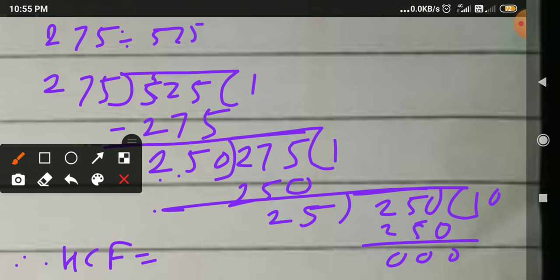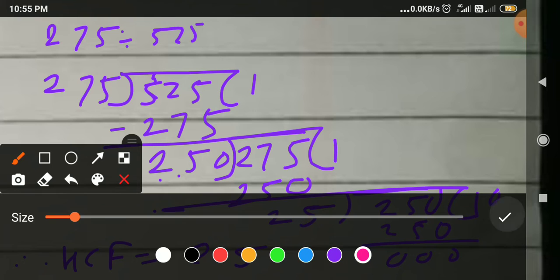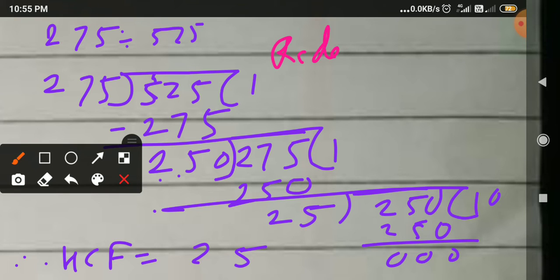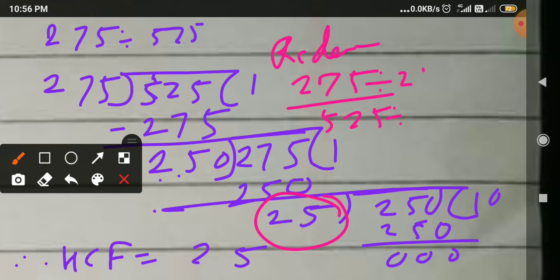And therefore the HCF is equal to how much? 25. Okay, now we have to find its reduced form. So the reduced form of it is equal to 275 divided by 525, divided by this HCF, that is 25. If you divide this by 25, you will get 25 into 11 is equal to 275, because 25 tens are 250, and 25 into 11 is 275, and 525 divided by 25 is equal to 21.